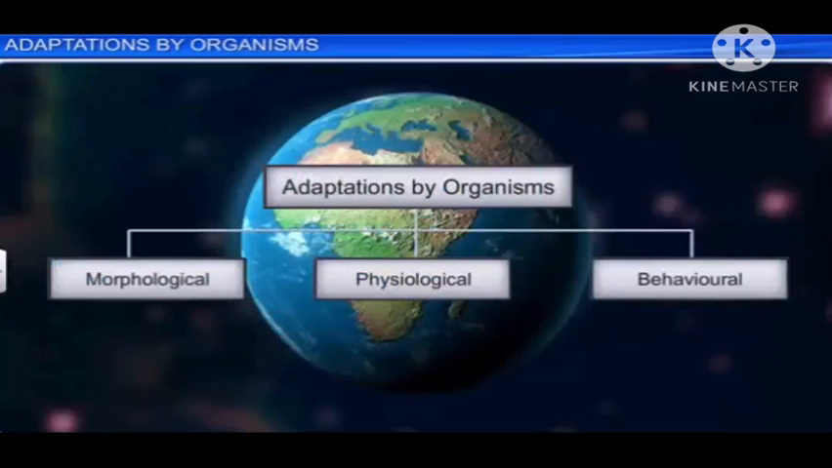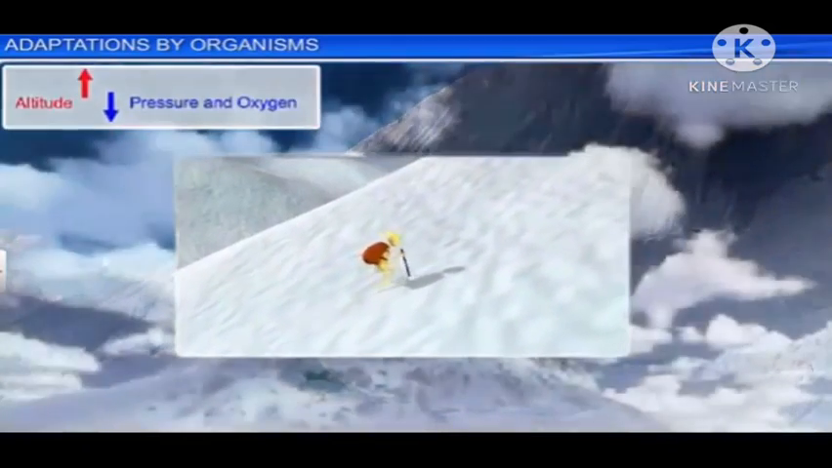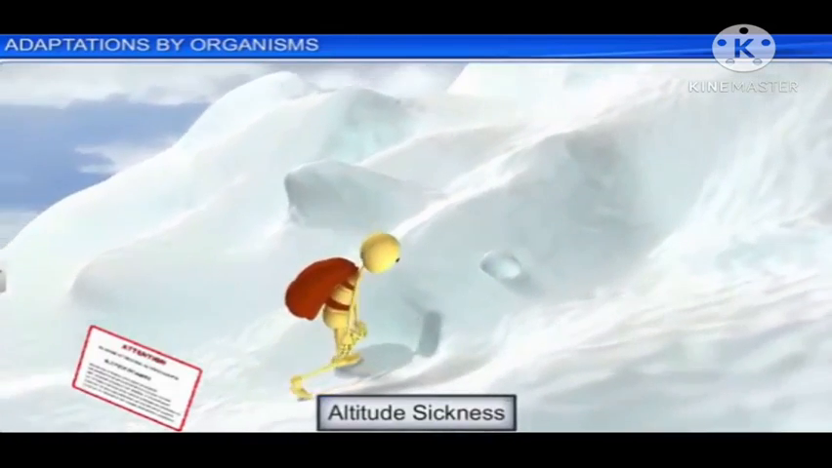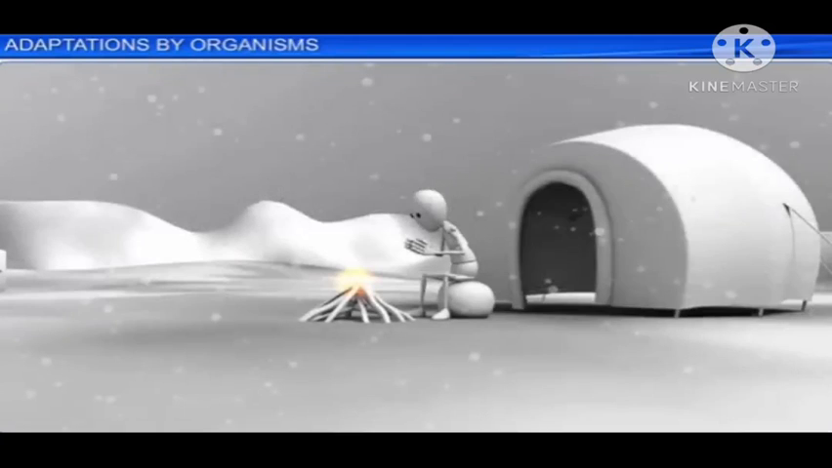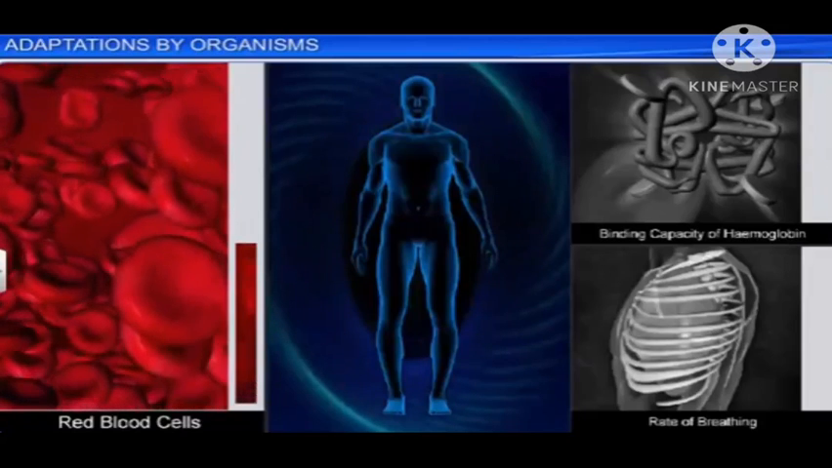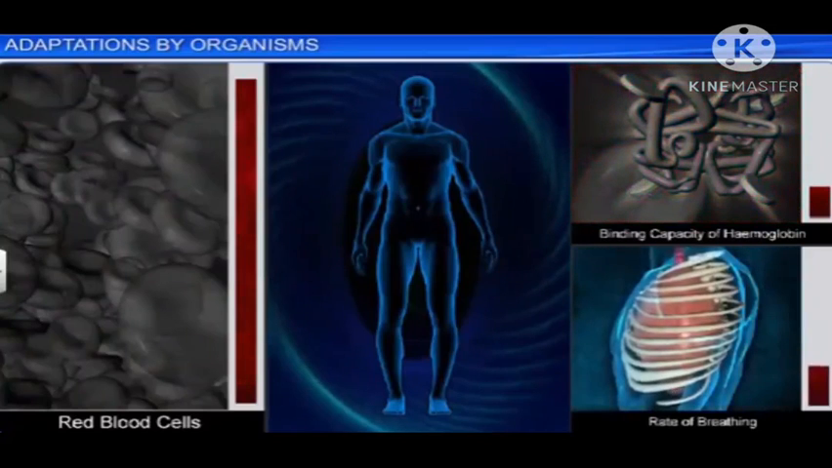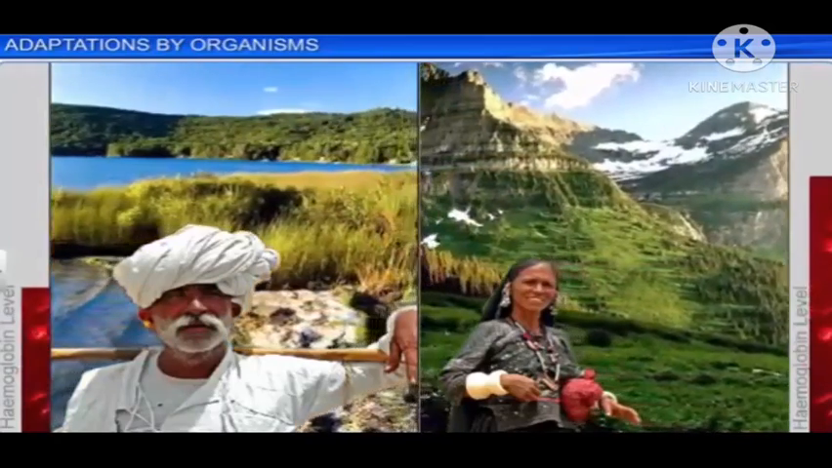Apart from morphological adaptations, some organisms physiologically adapt themselves to respond to stressful situations. For example, as you ascend a mountain, atmospheric pressure and oxygen decrease, and you begin to experience altitude sickness. Its symptoms are fatigue, nausea, and palpitations. But in 2 to 3 days, your body gets acclimatized to such stressful conditions, after which you don't experience altitude sickness. This is because your body has increased the production of red blood cells, decreased the binding capacity of hemoglobin, and increased your rate of breathing to compensate for low levels of atmospheric oxygen. This also explains why tribes living in high altitudes have higher hemoglobin than those dwelling in the plains.